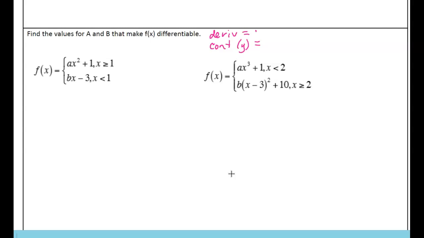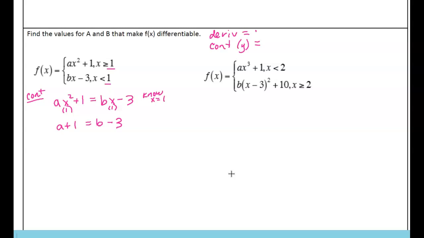Okay, so first I'm going to set up continuous. So I know that ax squared plus 1 has to be the same y value as bx minus 3. And we know that that's when x is equal to 1. So we can substitute. So if x is 1, we get a plus 1 must equal b minus 3. And I think this was on a free response, but it was only for continuity.